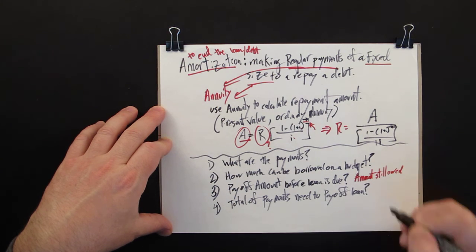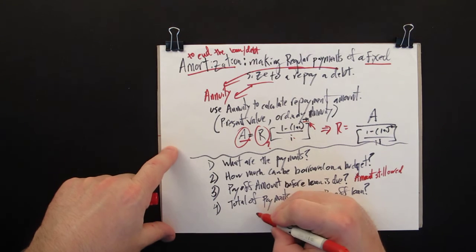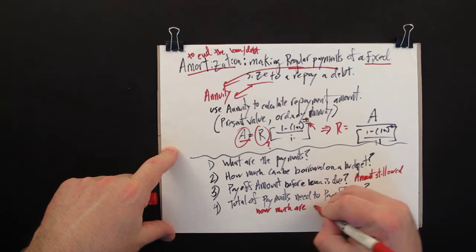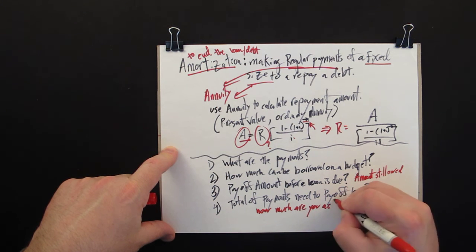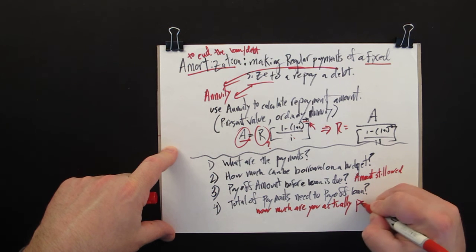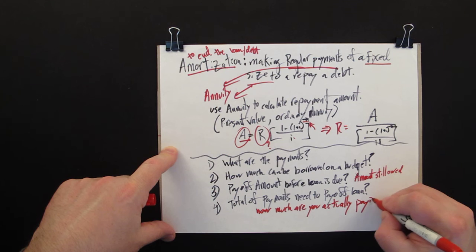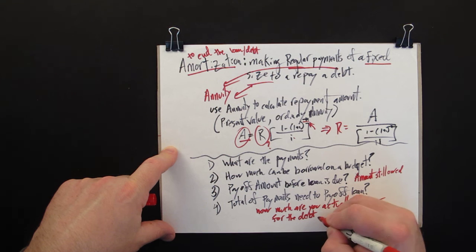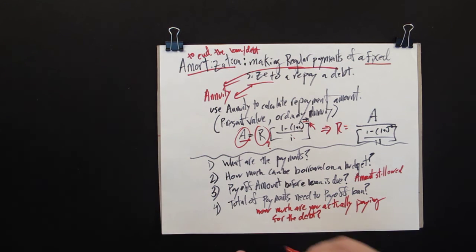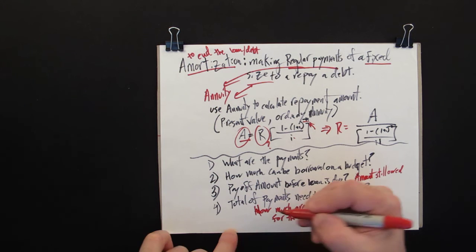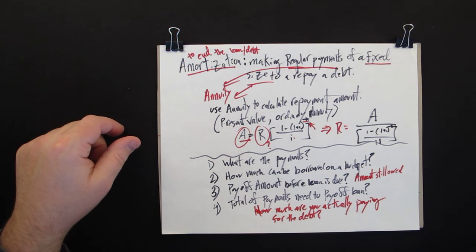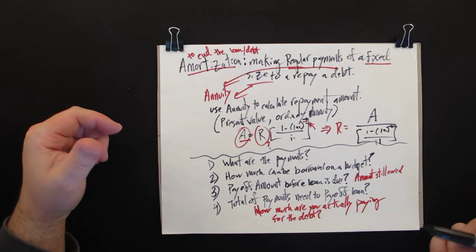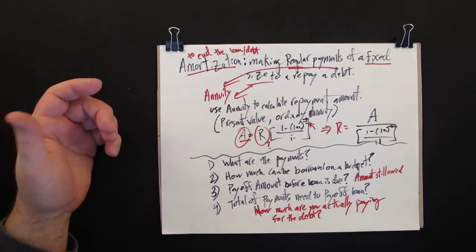So what this is asking is how much are you actually paying for the debt. And so what that means by how much are you actually paying for the debt is how much does this car actually cost, because usually you have to take out a car loan to pay for a car, or how much is this mortgage going to be for the house you're buying. So it's how much are you actually paying by the end of the loan.